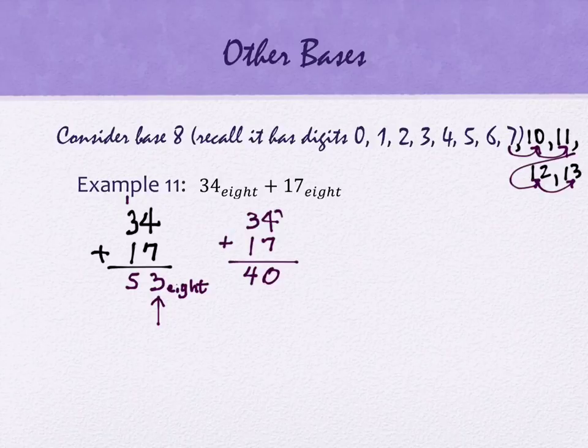Then when I do the 4 plus the 7, I have the same problem, right? 4 plus 7 is 11. Either I have to count up from the 7, or I can say 11 is how many 8s? It's 1 eight and 3 left over. And then I have one more step to add these pieces together to get 5, 3 base 8.